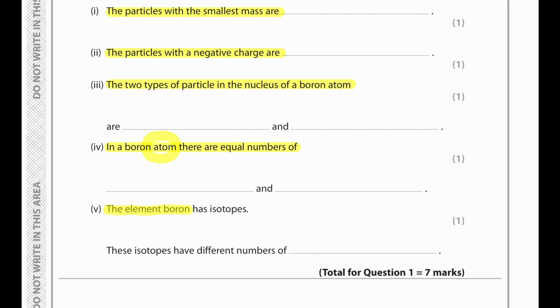The element boron has isotopes. These isotopes have different numbers of neutrons.